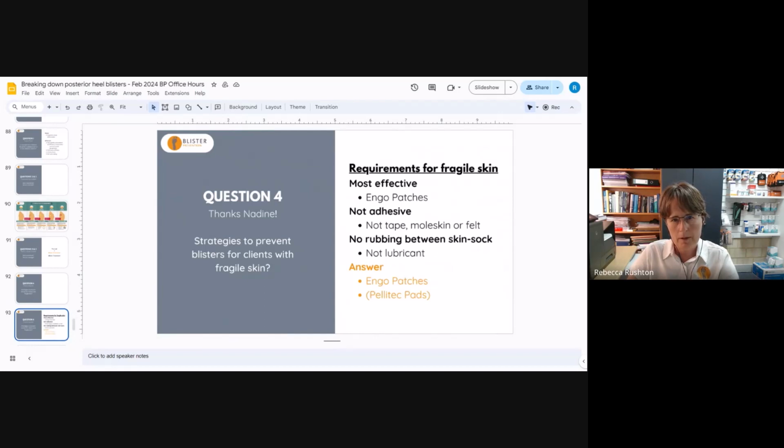If you didn't want to use Engo patches for some reason, I'd probably try Pelitech pads. They can be a good option at this blister location. Gel is great as well, like Silipos gel sheeting. However, I'm a bit cautious about using gels when there is skin that's already blistered or that is weepy for any reason, because the gel material doesn't absorb anything and it just kind of accelerates maceration. So while I love using gel materials for lots of toe blisters as a prevention, I don't like using gels on the toes while we're doing treatment because of that reason.